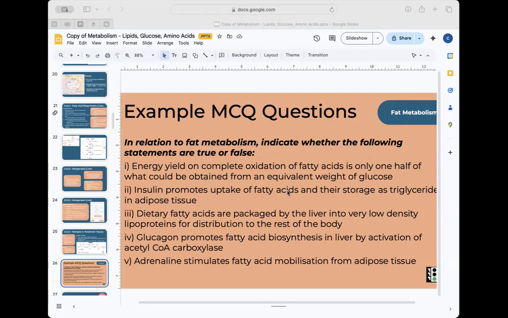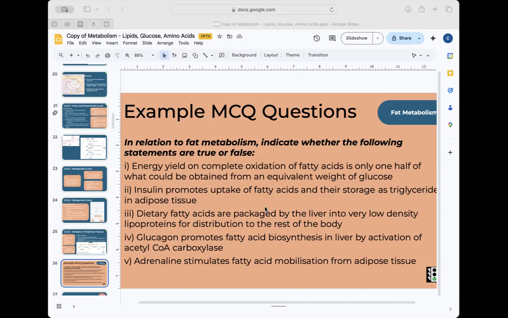Energy yield on complete oxidation of fatty acids is only 1/2 of what could be obtained from an equivalent weight of glucose. Is that true or false? Fatty acids yield more than double the energy per gram compared to glucose. We did cover that in the first slide, to be fair, and quite quickly. So I'll let you guys off, but that's false.